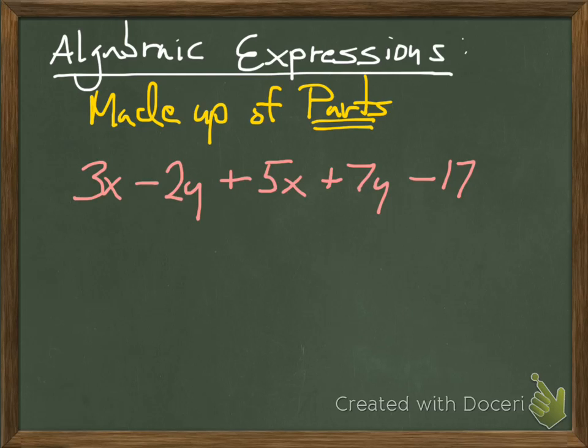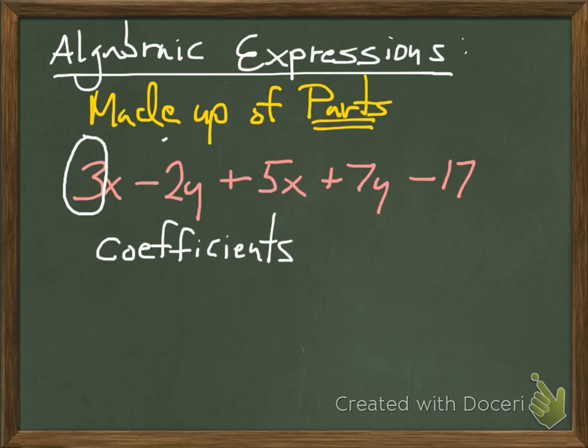Okay, so any expression with some numbers, some pluses, minuses, different operations, numbers, constants, and variables is called an algebraic or variable expression. Okay, so let's take a look at what these different parts are. First of all, we have coefficients. A coefficient is a number, like this 3 right here, or this -2.